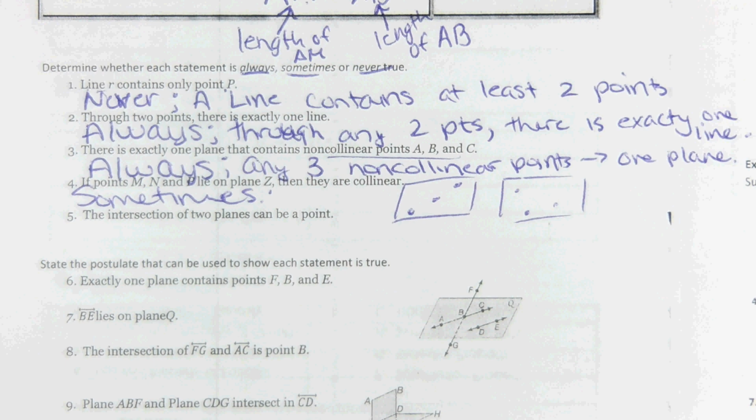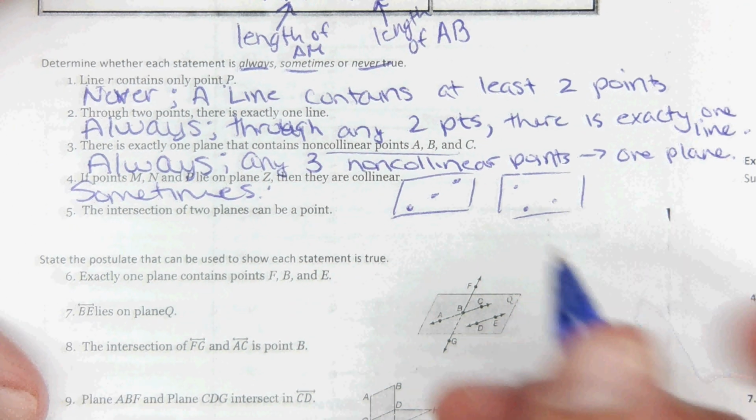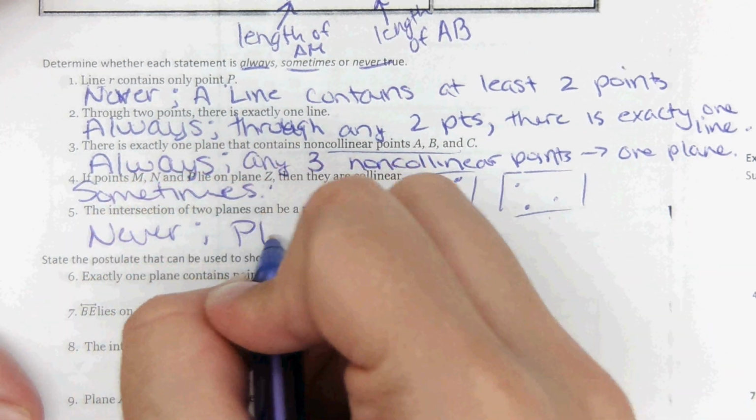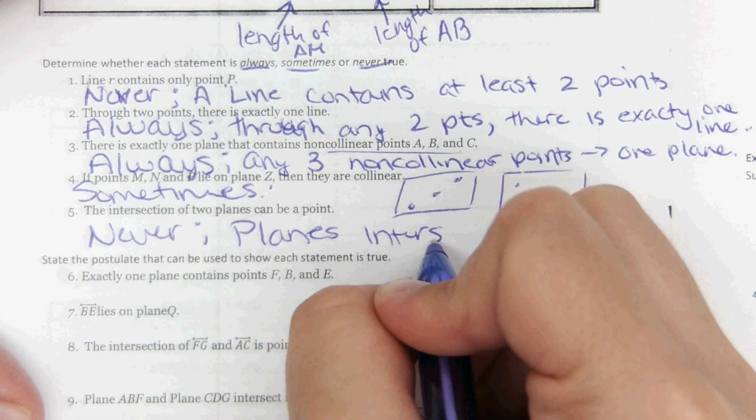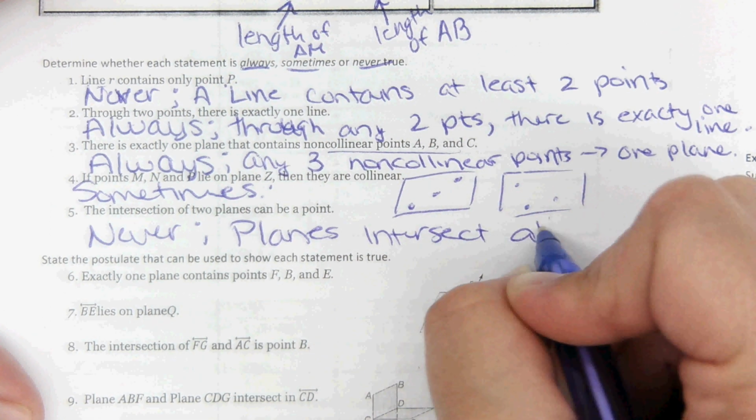Okay, number 5, the intersection of two planes can be a point. No, there would be a line. So never. Planes intersect at a line.